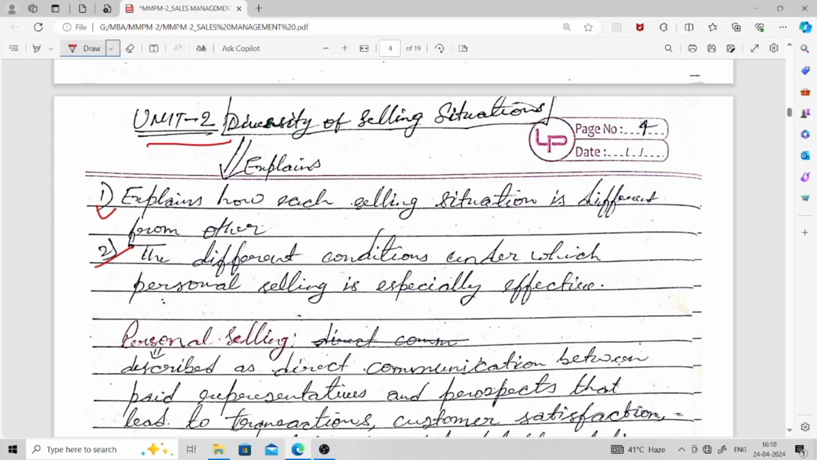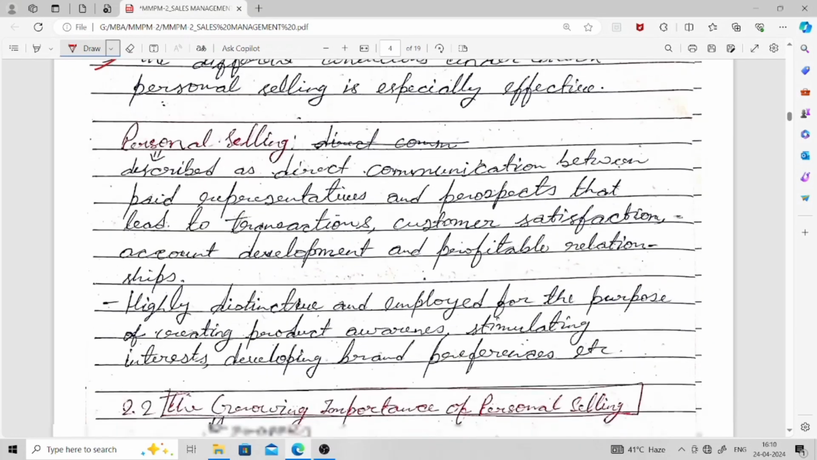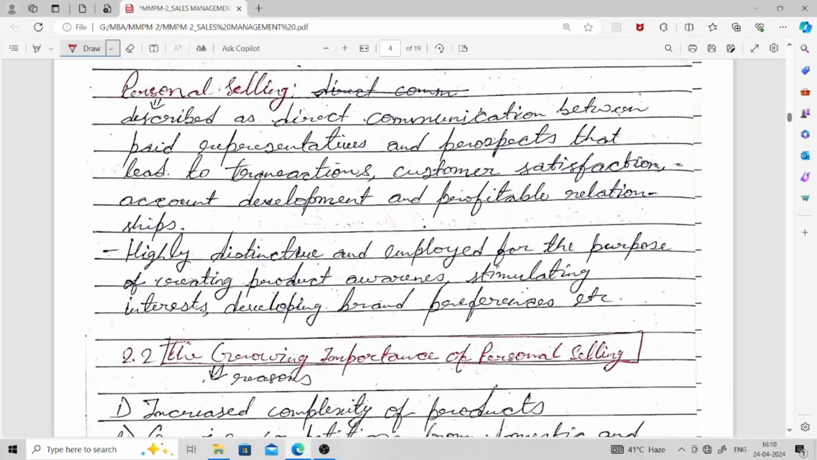so personal selling is described as direct communication between paid representatives and prospects that lead to transactions, customer satisfaction, account development and profitable relationships. So now you see this is described as direct communication. Personal selling is a kind of direct communication between paid representatives, who are salespeople, and the prospects that lead to transactions.